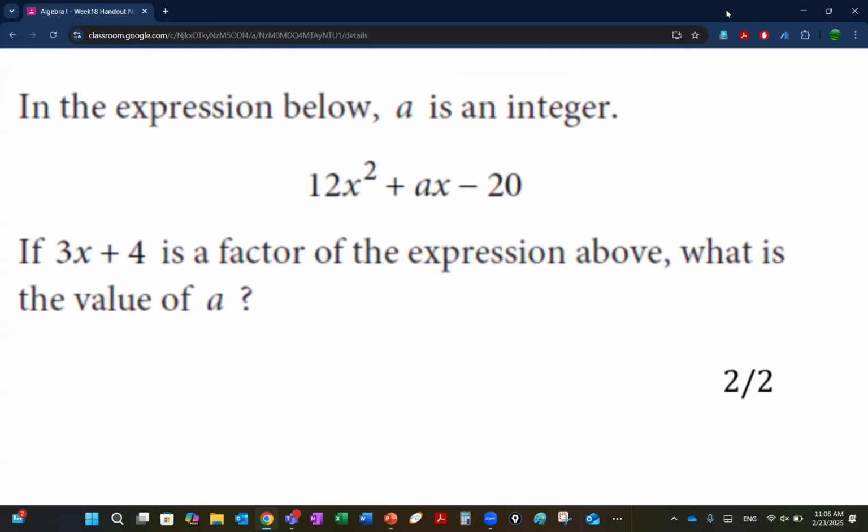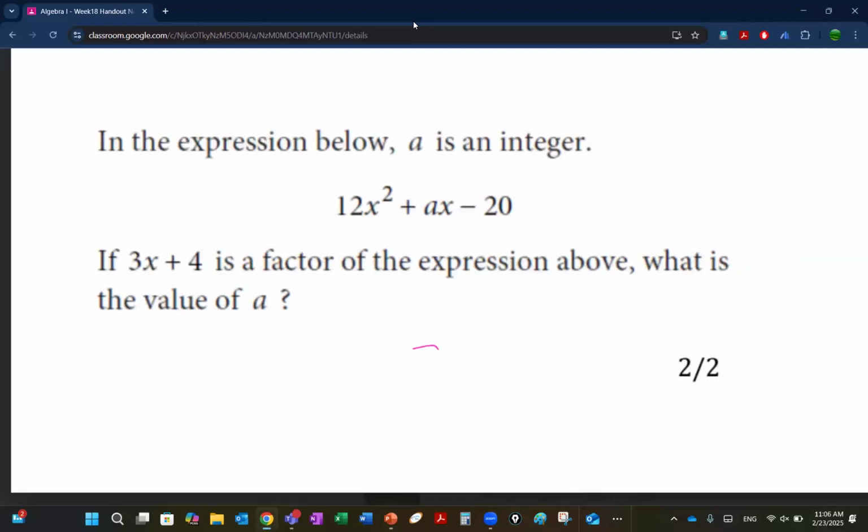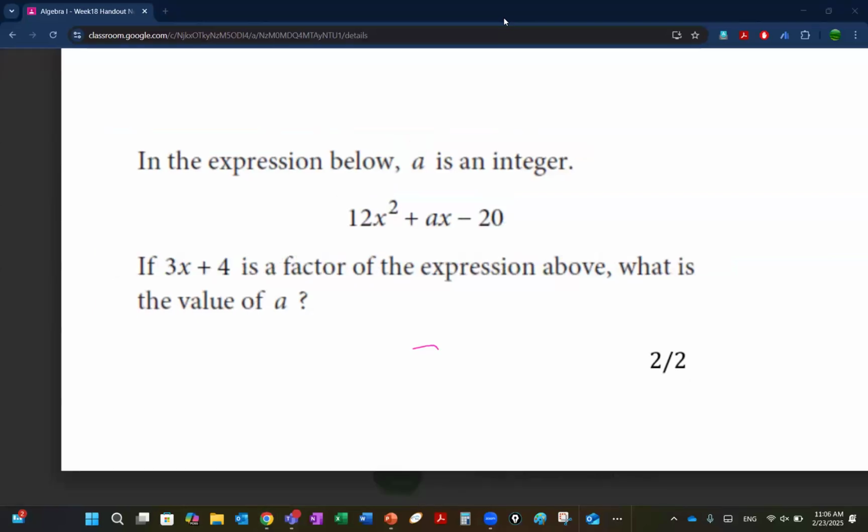Oh, this one. Easy? 30. No, yeah, 80%. All right, let's start this one. Okay.